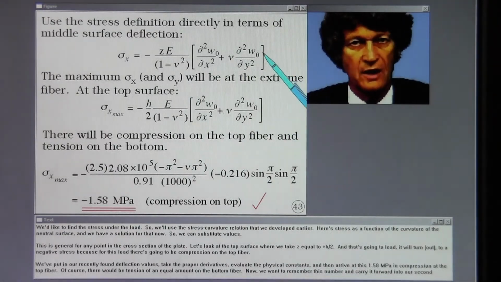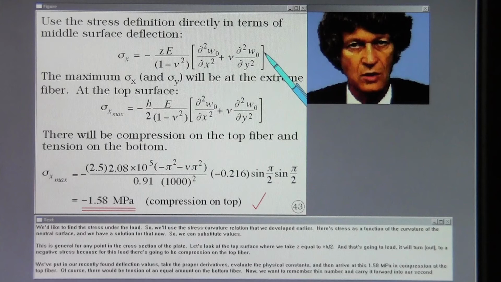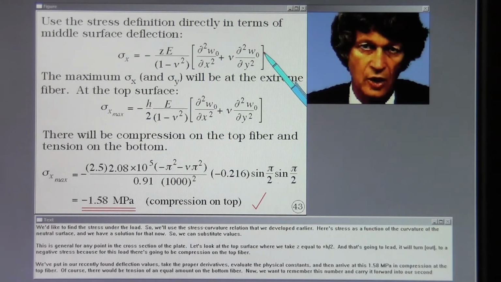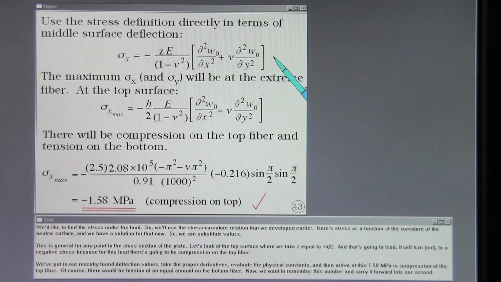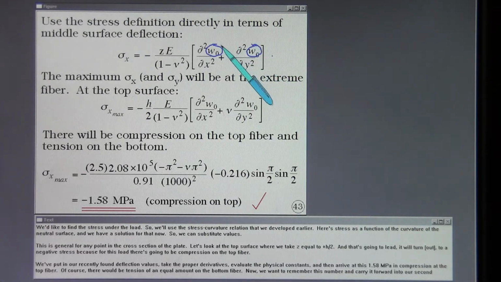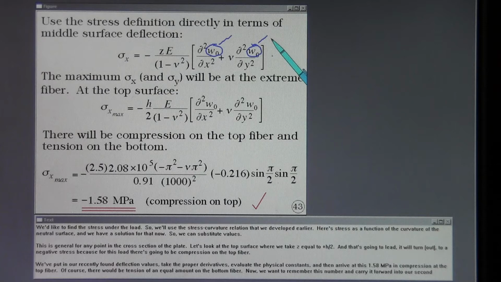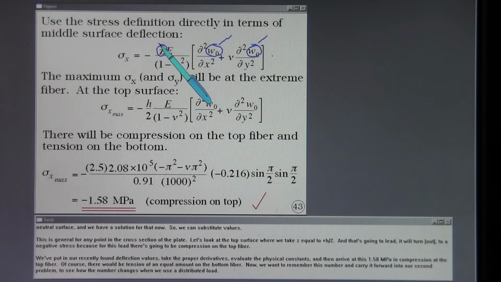We'd like to find the stress under the load, so we'll use the stress curvature relation that we developed earlier. Here's stress as a function of the curvature of the neutral surface, and we have a solution for that now, so we can substitute values. This is general for any point in the cross-section of the plate.